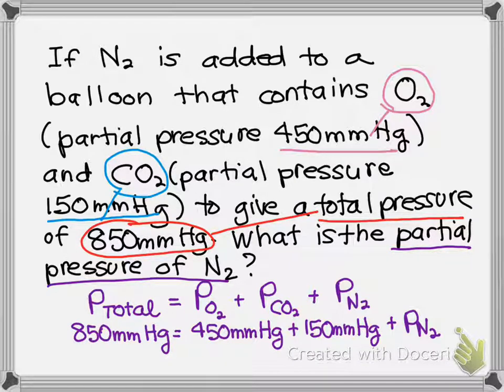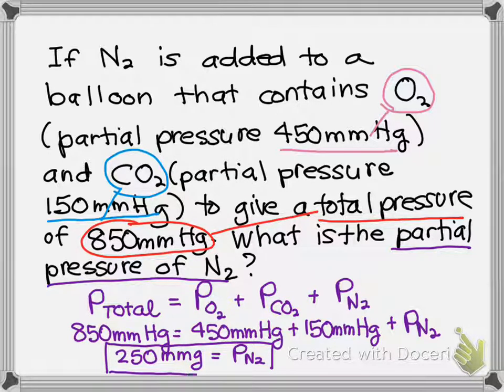and subtract 450 and 150 for the oxygen and the carbon dioxide, we have 250 millimeters of mercury, which would remain, and that is the pressure of the nitrogen. So when we subtract, remember that the total pressure of the mixture is equal to the sum of all of the partial pressures.